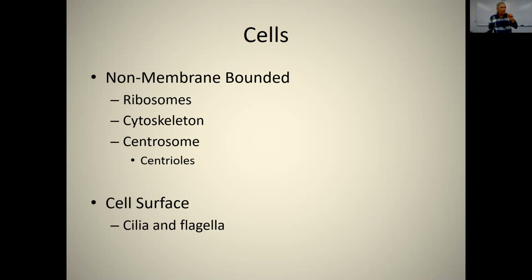Flagella allow cell movement, and there's only one flagellated cell in all of human biology, and that's only made by one of the genders, males. Sperm are the only flagellated cell. It has a flagellum and allows sperm to be mobile. And these are actually membrane-bounded organelles.